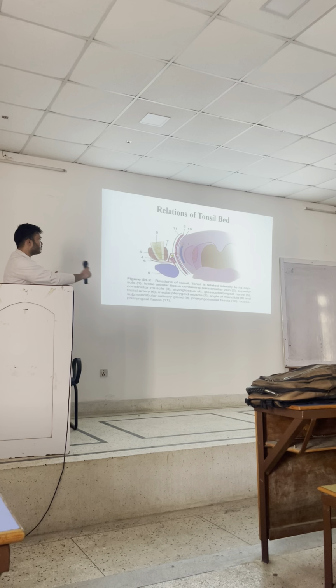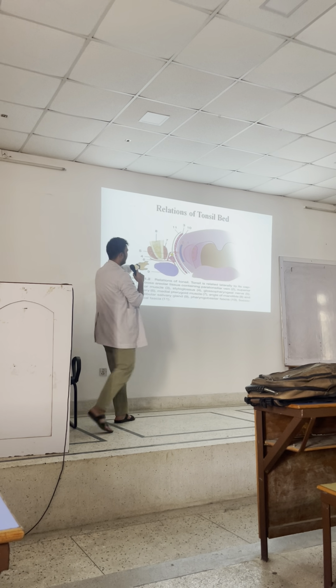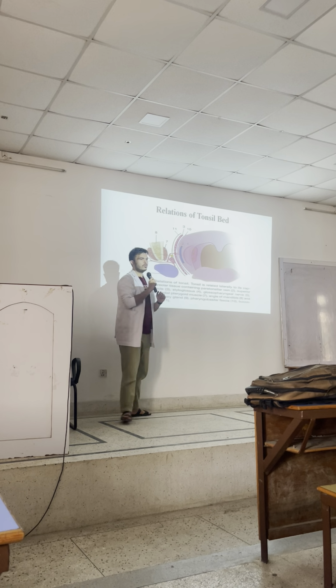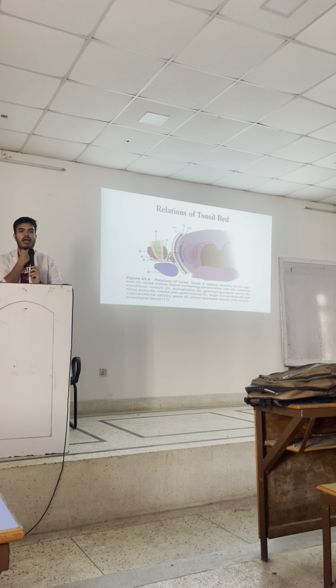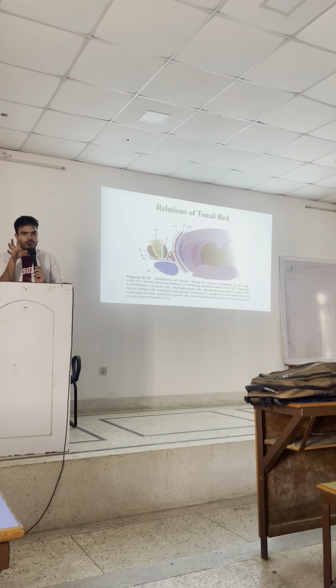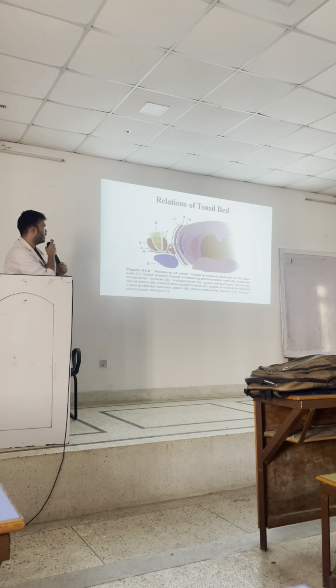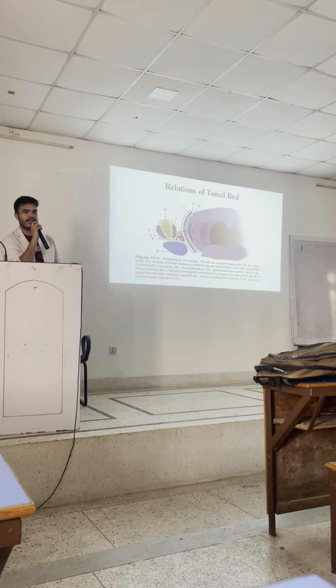Number 5 is the glossopharyngeal nerve. Now why is this glossopharyngeal nerve important? Because any tonsillitis can actually land up with ear pain. You know the glossopharyngeal nerve supplies the ear and the EAC.